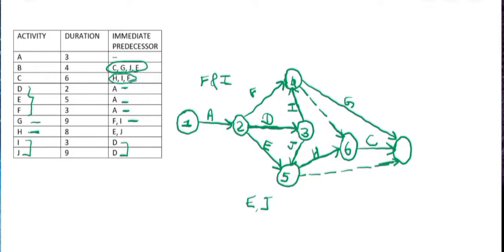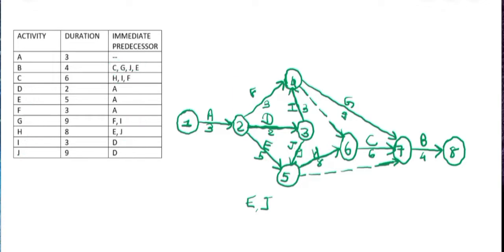Then we'll connect the node 5 with this node 7 using a dummy activity. The reason for using this dummy activity is that we need C, G, J, E as the immediate predecessor of activity B. So that is why we have used this dummy arrow, dummy activity. Now I'll just write all the durations, which have been given in the question.